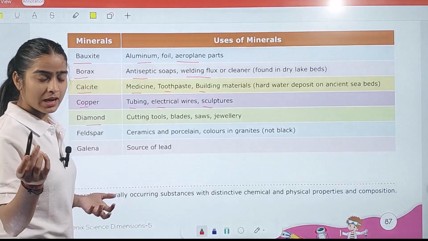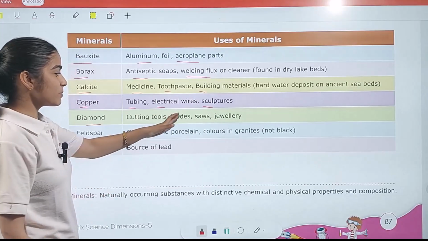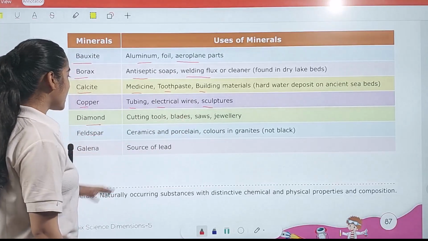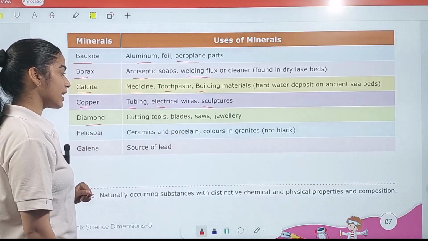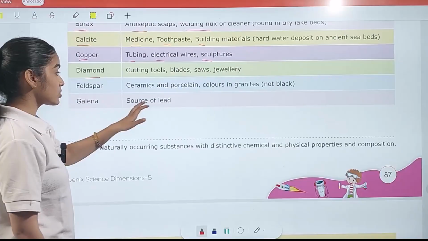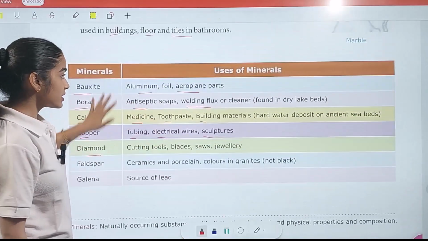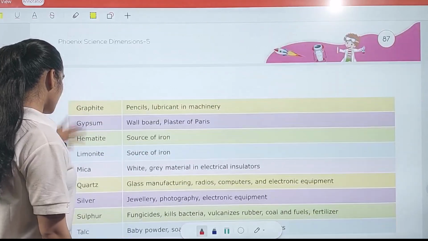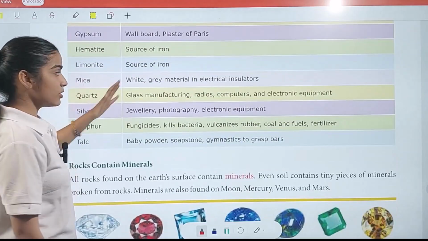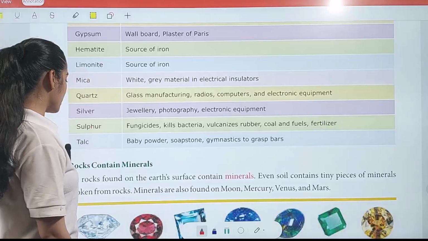You like diamond? Okay. So cutting tools, plates, saws, and jewelry. Feldspar, ceramics, and porcelain. Colors in granite, not black, and galena, a source of lead. So these are the minerals we have, and these are the uses of minerals we have. That's it. You just have to read them out, and you can get a brief about this.